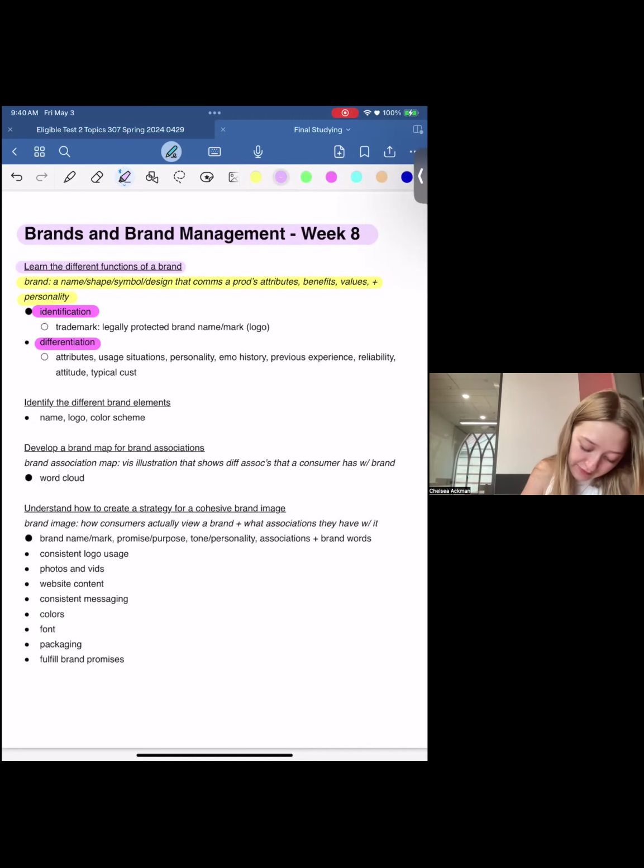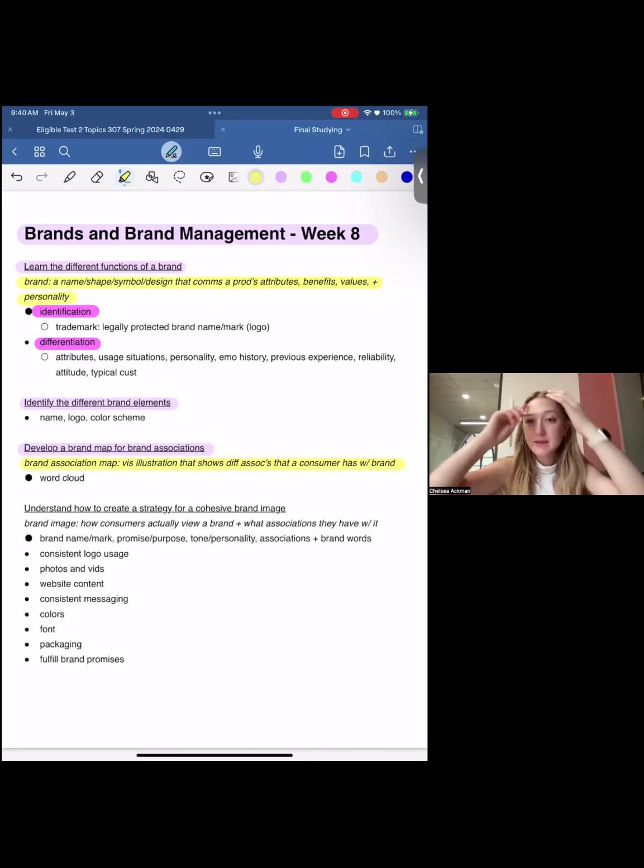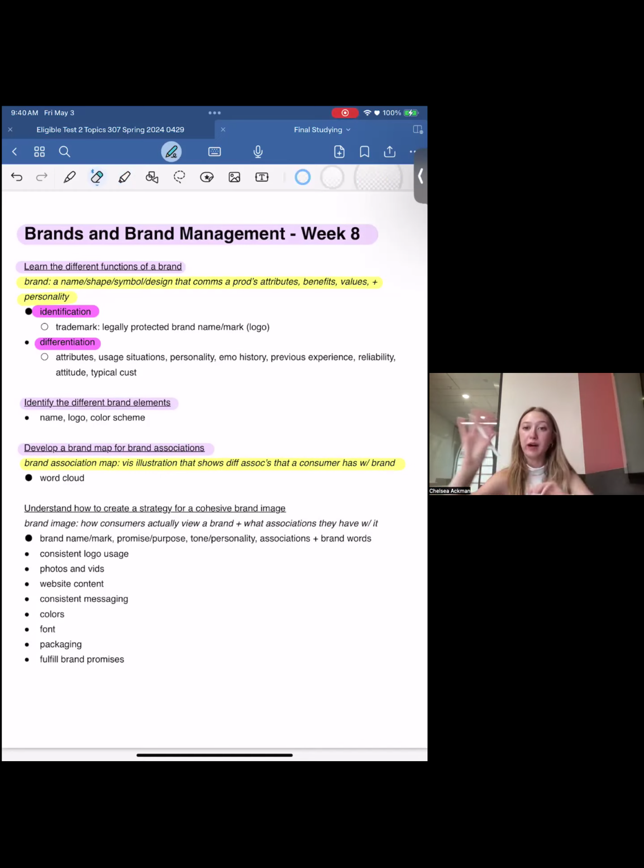Next, identify the different brand elements. These are things like name, logo, color scheme, anything that really differentiates a brand. And then for developing a brand map for brand associations, first to define a brand association map. A brand association map is a visual illustration that shows different associations that a consumer has with a brand. This can be done through something like a word cloud where you have all the different associations that consumers have with the brand.